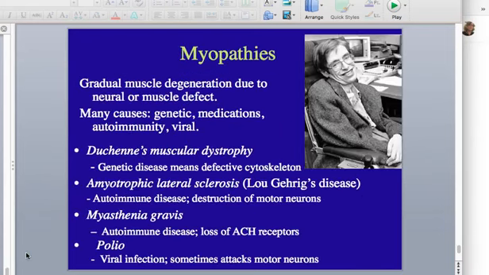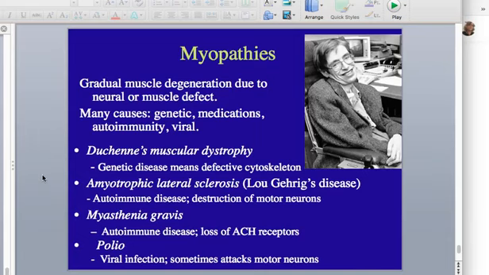Okay, a couple more myopathies. There are a couple that are caused by genetic problems, medications, or viral things. Duchenne's muscular dystrophy means you don't have an active cytoskeleton. Your cytoskeleton are those actin and myosin fibers. If you don't have a functional actin and myosin fiber system, you can't do contractions.